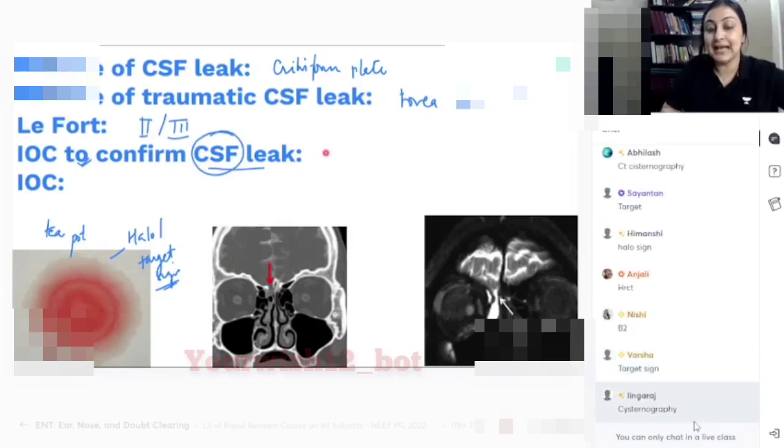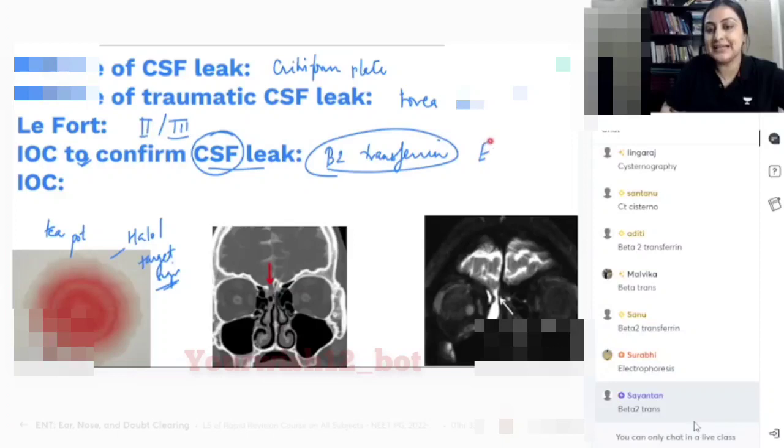to confirm that it is CSF leak, I will not do CT. I will do what? I will do electrophoresis. So I will do a beta 2 transferrin. So remember, the study to see beta 2 transferrin is electrophoresis.